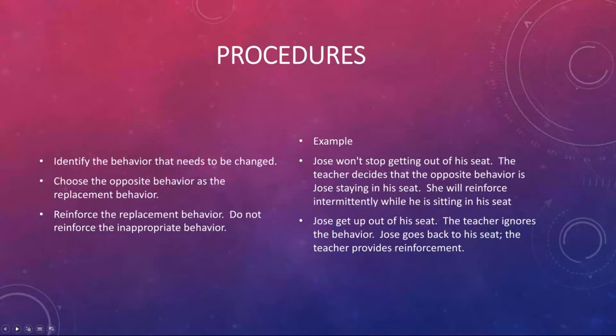So when you look at how to implement DRI, you identify the behavior that needs to be changed, and then you think about what the opposite behavior is. So every time the child does the opposite, you reinforce it. Every time the child does the undesired behavior, you ignore it. So there's an example listed there, which is a good example of how you implement DRI.